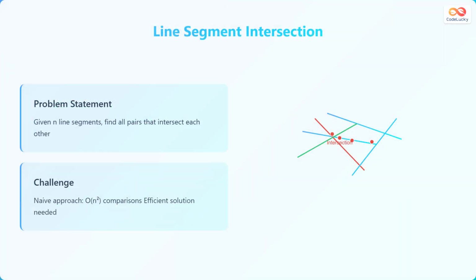The line segment intersection problem involves finding all pairs of line segments that intersect each other from a given set of n line segments. A naive approach would require O(n^2) comparisons, which is inefficient. Therefore, more efficient solutions are needed to solve this problem effectively.